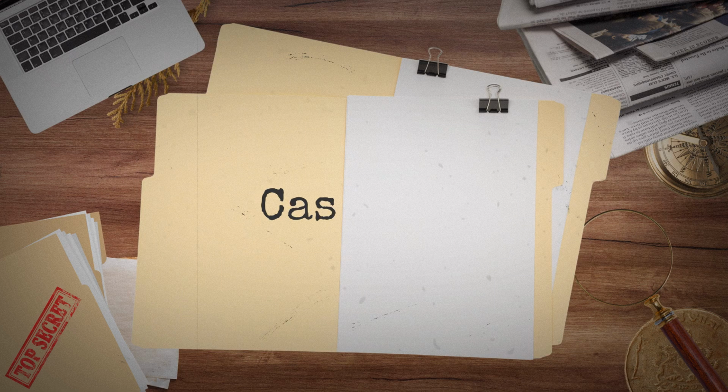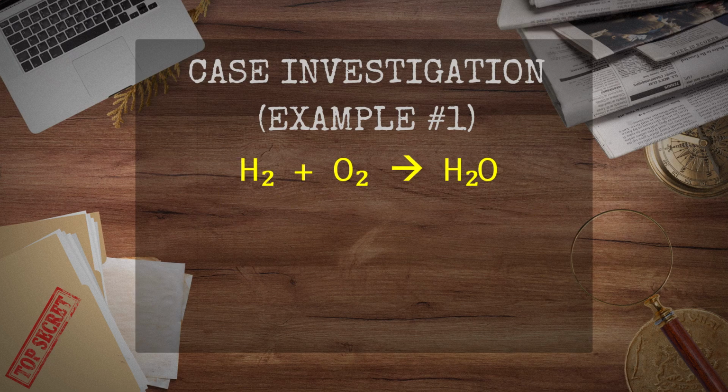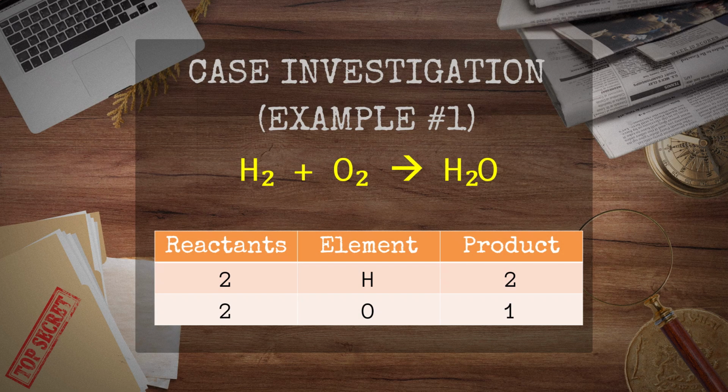Let's investigate our first case. Hydrogen gas plus oxygen gas yields water. Step 1. Count the atoms. Look at each element on both sides of the equation. Count how many of each type you have on the reactant side and the product side.